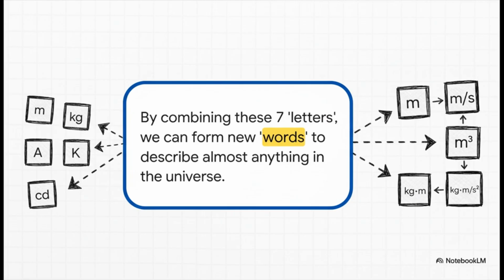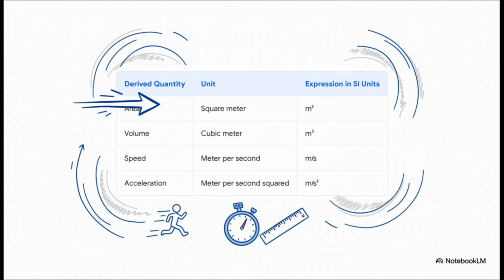So if those 7 units are our letters, what happens when we start putting them together? Well, just like in any language, we start forming words. And in physics, these words are what we call derived units, and they let us describe much more complex ideas. Let's see how this works in practice. Check out speed right here. Its unit is meters per second. All we did was combine the letter for length, the meter, with the letter for time, the second, and boom, we've created a brand new word that perfectly describes how fast something is moving. It's such an elegant and powerful system.